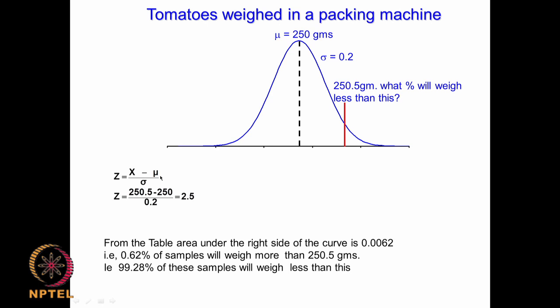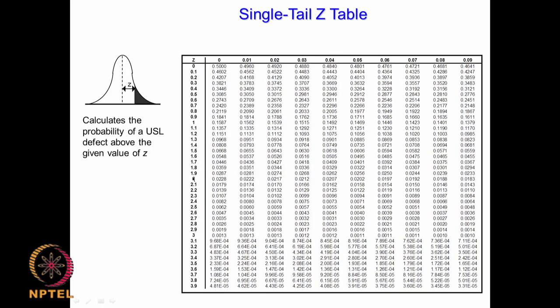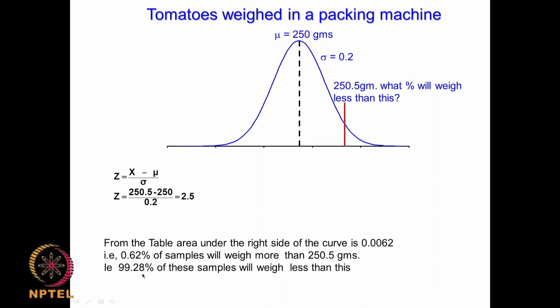So I know mu is 250, I know sigma is 0.2, 250.5, substitute here, I get z as 2.5. So I go to the table, z is 2.5, okay, so it is 0.0062. So you should note that it is giving the outside area. So I want to know tomatoes weighing less than 250.5, obviously I need to get this area. So I can subtract 1 minus 0.0062, or 100 minus 0.62%. That is what I have done here. So 99.38% of the tomatoes will weigh less than this particular number. Very interesting, okay. So it is a very useful set of data.